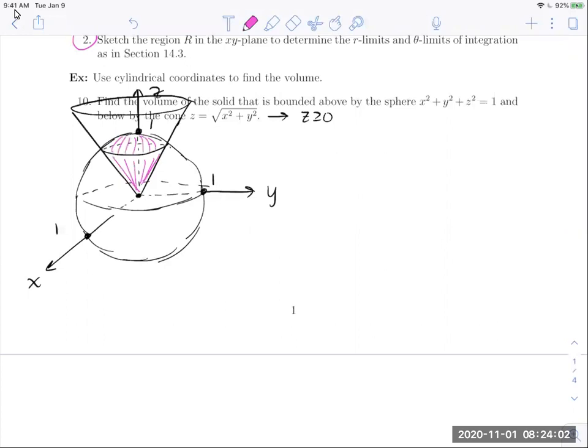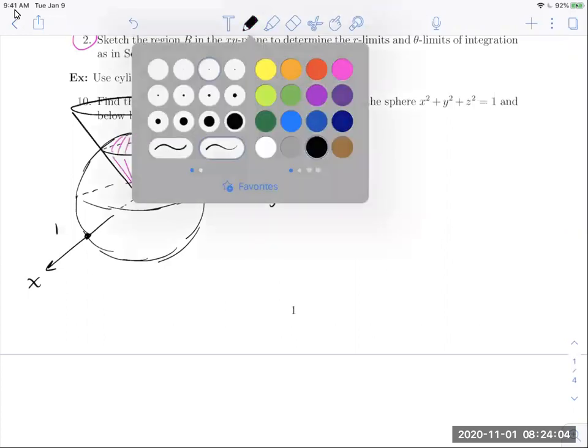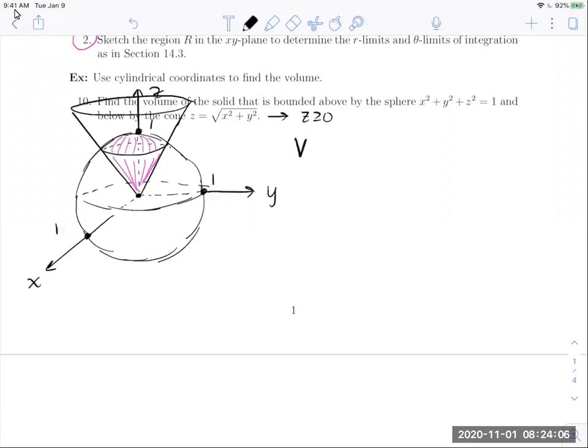Now, what I'm going to do first is just set up my volume integral. I know in general, the volume of a solid G is just the triple integral over G dV. Now, we want to flesh this out a bit. So first what I'll do is I'll write it as the double integral over my projected region R.